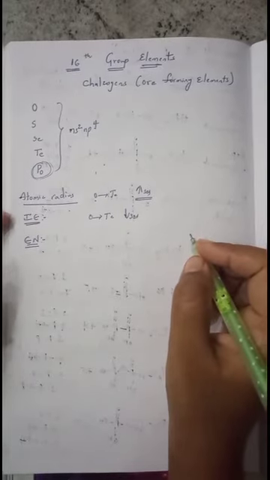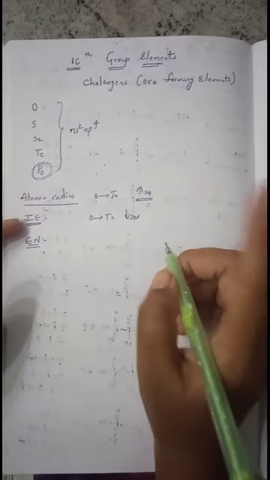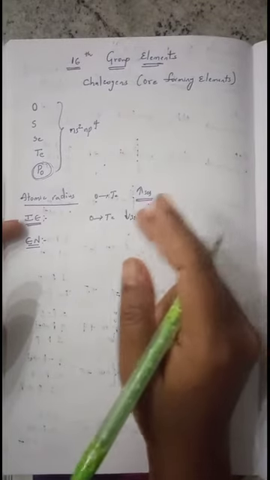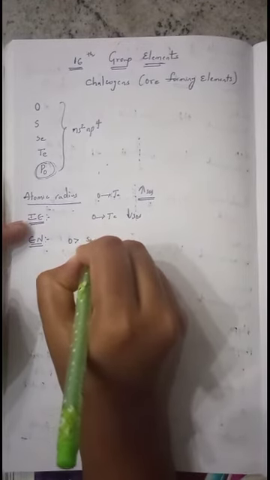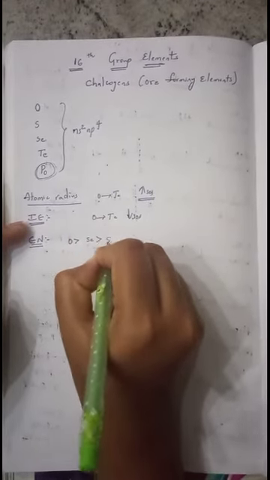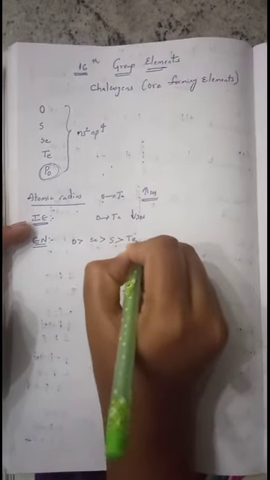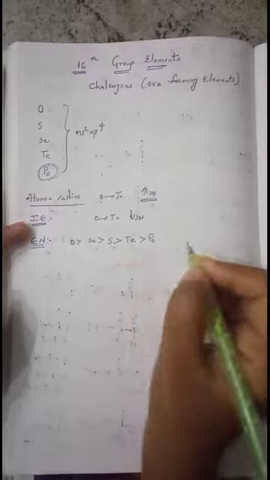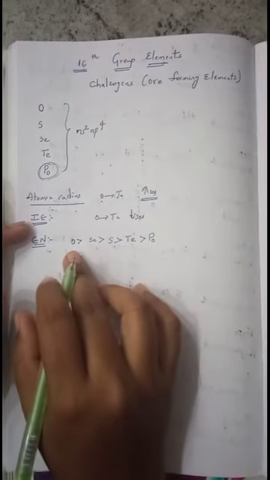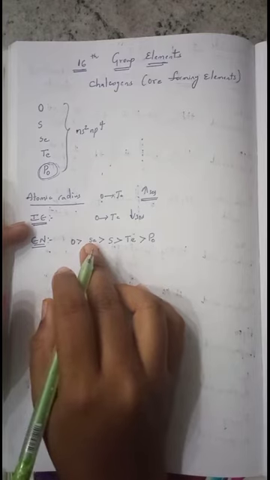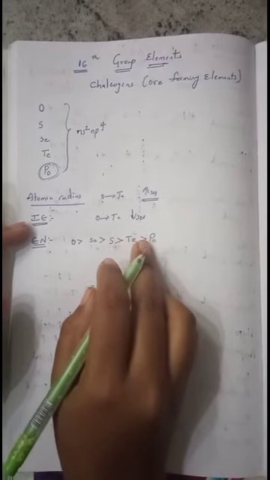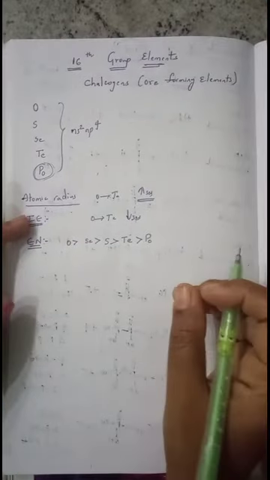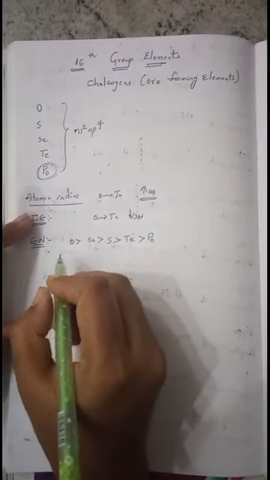As you know, the most electronegative element in the periodic table is fluorine, and the second most electronegative element is oxygen. Electronegativity is not in a regular order in this group. After oxygen, the next most electronegative element in this group is selenium, then sulfur, then tellurium, and finally polonium.